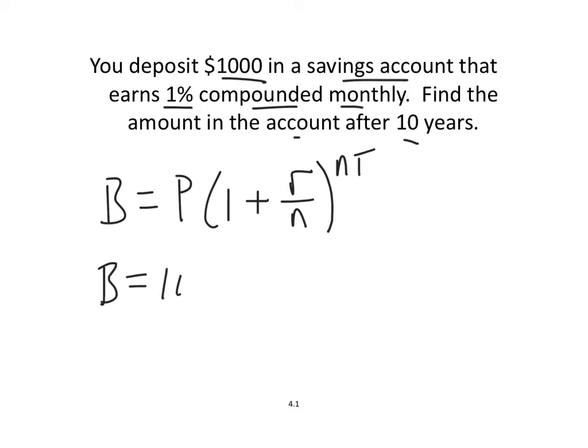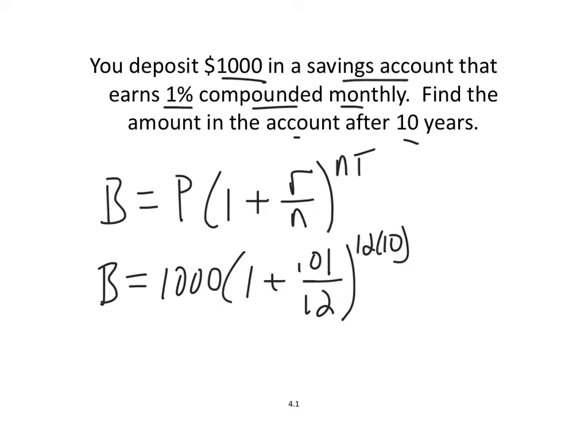So I know I start with $1,000 times 1 plus 0.01. I've got to take the interest rate and make it a decimal, or the APR and make it a rate, right? And then divided by, compounded monthly is 12. And 12 times a year for 10 years, they're going to pay us interest 120 times.